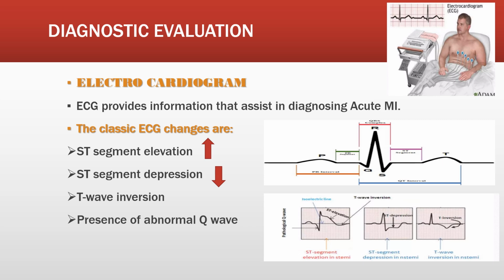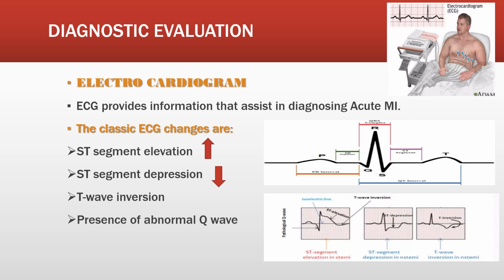In ECG, that is electrocardiogram, what is that? It provides you the basic information for diagnosing acute MI. Now the classic changes are, as you can see from here, this is your ST elevation. What is ST? You can see in this picture, right? P, Q, R, S complex, and this is your T.